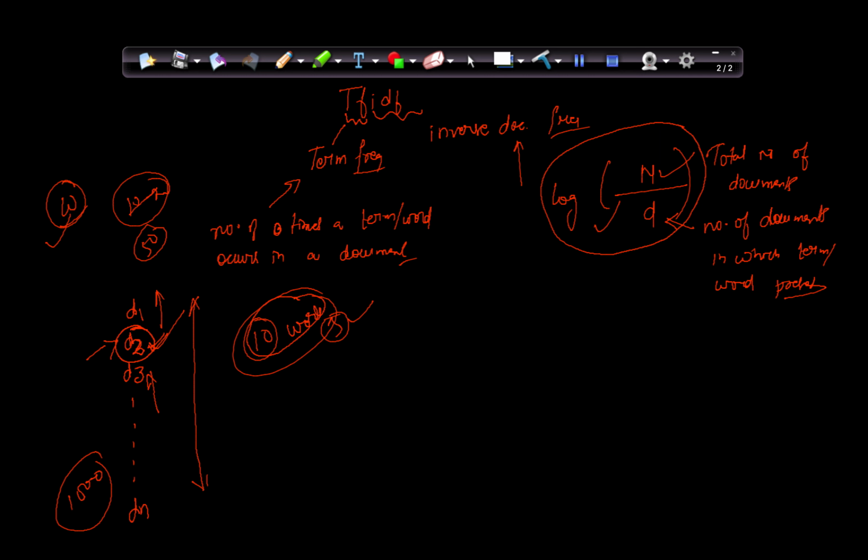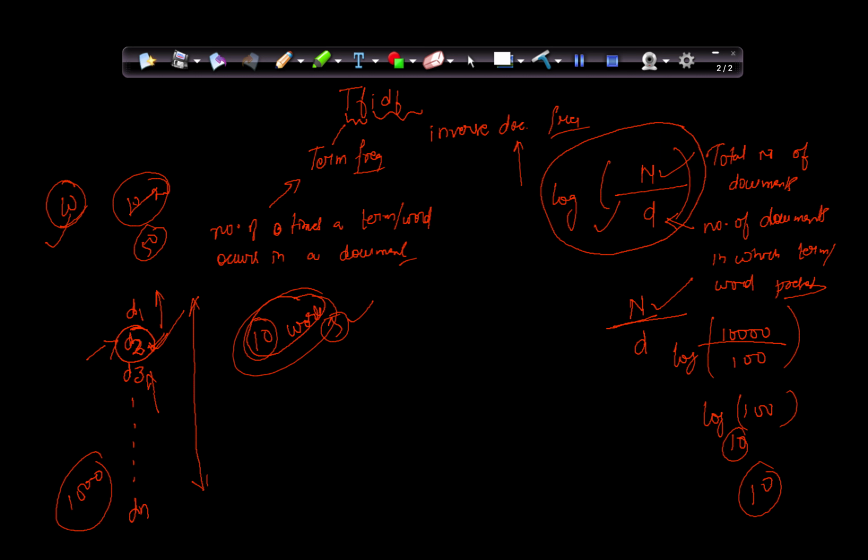How can we formulate this intuition as a mathematical formula? N is the total number of documents, and d is the number of documents in which the term was present. Suppose there are 10,000 documents, and only in 100 documents that particular term was present. Then the log of N upon d is log 100. Suppose the base is 10, then the IDF value for that term will be 2.